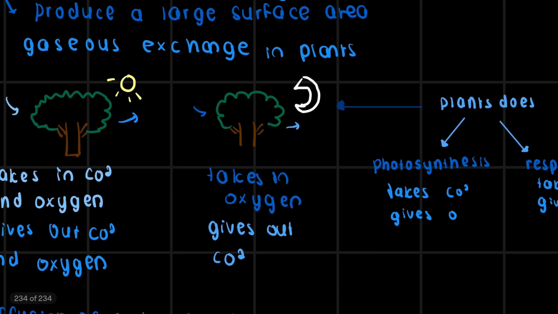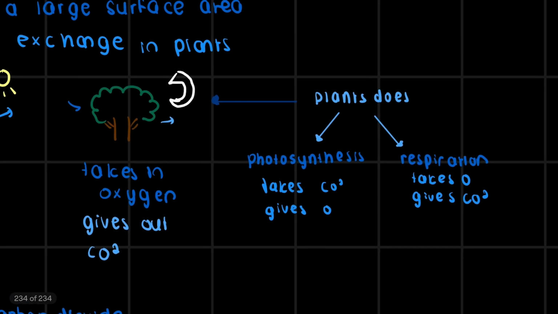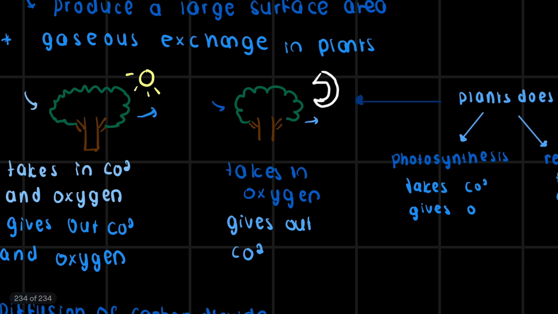But during the night, plants only take in oxygen and only give out carbon dioxide, meaning we can clearly see that they carry out respiration only. Why do they carry out respiration only? Because photosynthesis is a process that requires sunlight. Sunlight is a requirement for photosynthesis. So therefore, photosynthesis cannot be carried out at night time. So the plant will only take in oxygen and give out carbon dioxide.